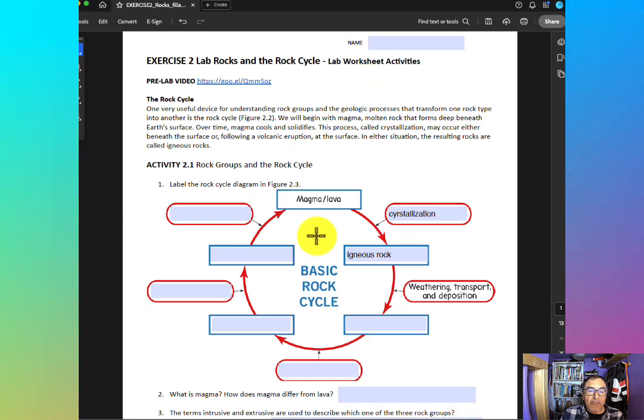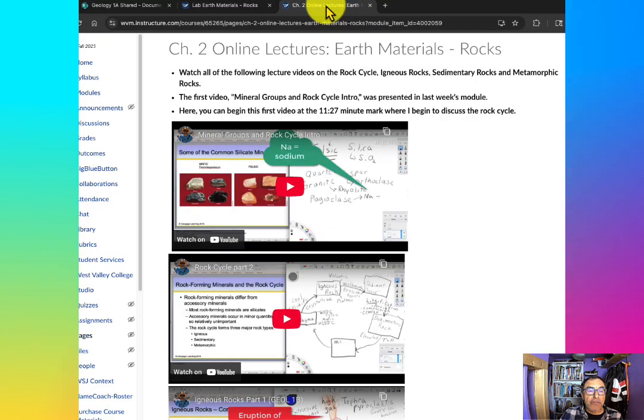And so for this first part on the rock cycle, you'll need to make sure you go over to our video lectures, and I do have them here. This first video lecture was presented in the first week's module on minerals, but the latter part of this, really beginning at about the 11:27 minute mark here, starts on the rock cycle, which completes this here. And so you can see that I give you all the pieces, all the information for that rock cycle in this video lecture.